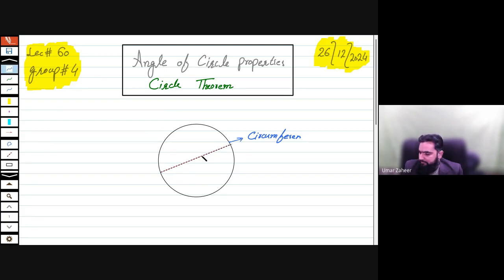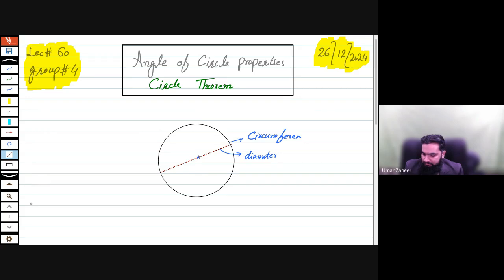And if we take a line that passes through the center, that is known as, yes, a line that starts from the circumference, passes through the center and ends at the circumference as well. That is known as the diameter. That is the diameter of a circle.